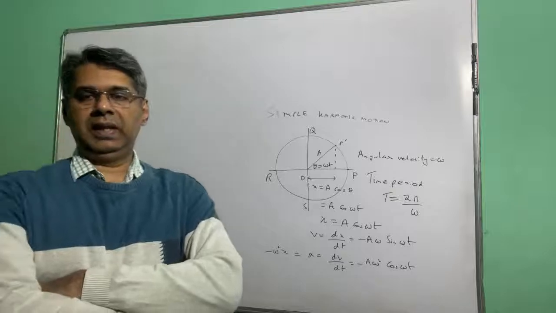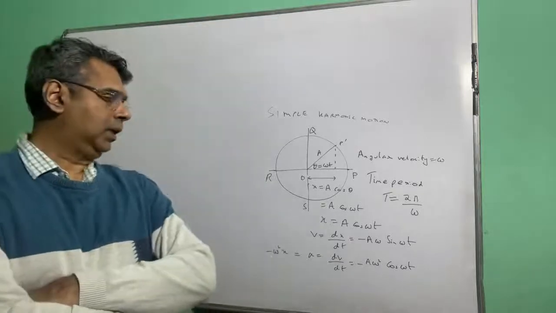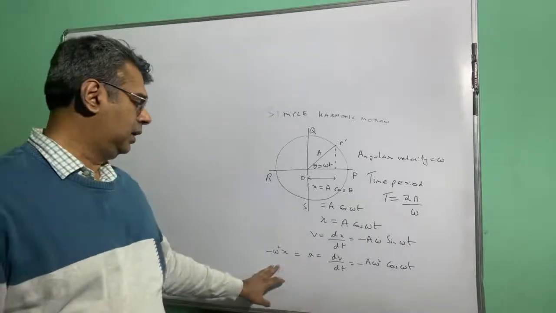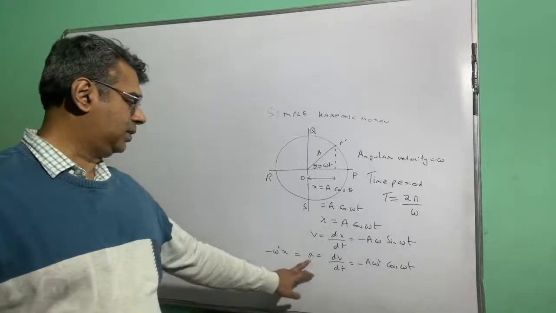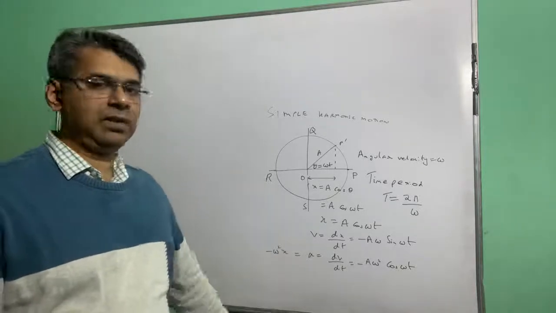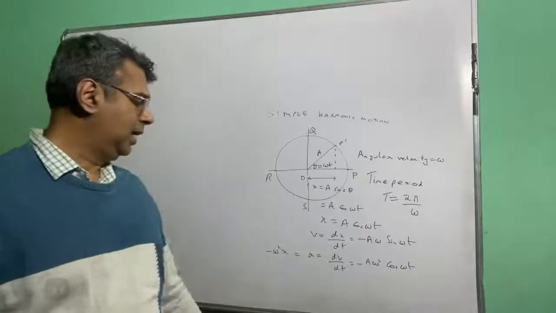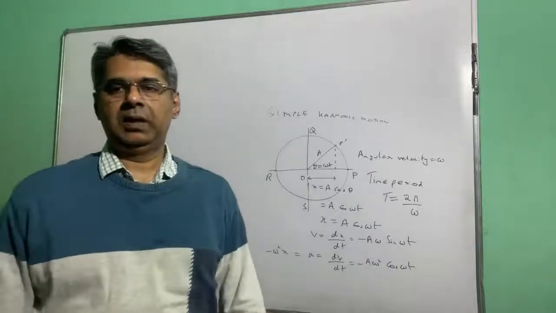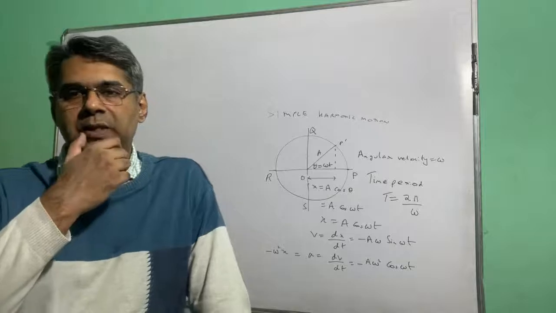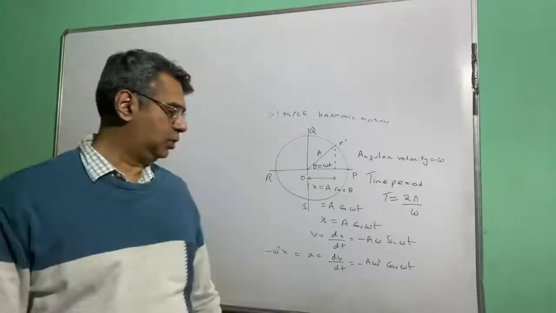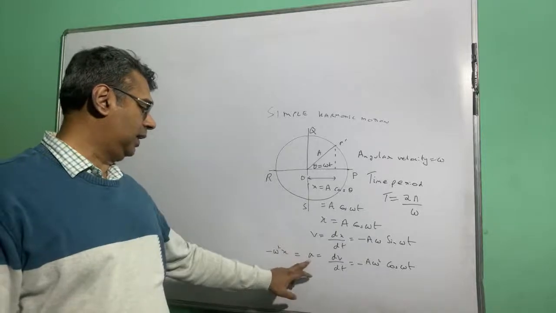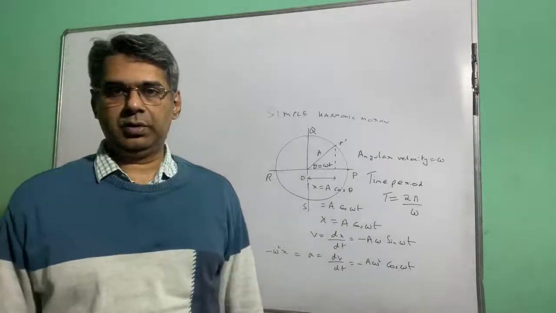And now we have one additional piece of information, that the acceleration is proportional to displacement. So a is acceleration, x is displacement. The acceleration is proportional to displacement, and there is a minus sign. That means the acceleration is proportional to displacement and it is oppositely directed to the displacement. So a is proportional to x and a is oppositely directed to x.